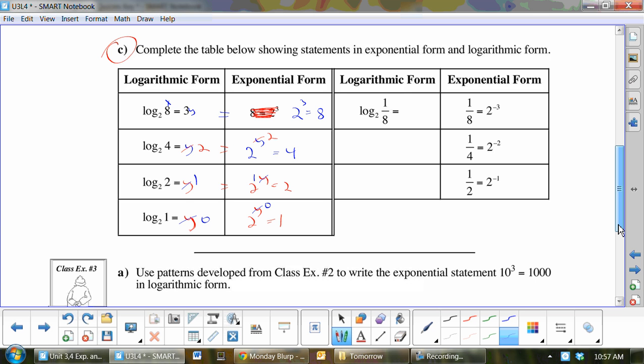Now we're going to go backwards. Let's look at exponential form. 1/8 is 2 to the negative 3. Does that make sense? What do you think log 2 of 1/8 is? It's negative 3.